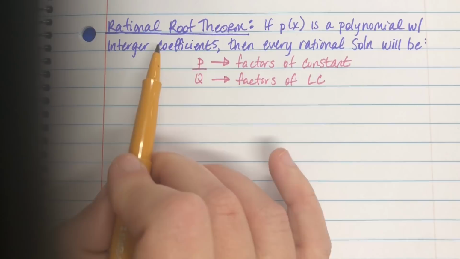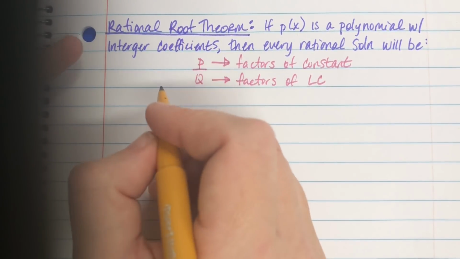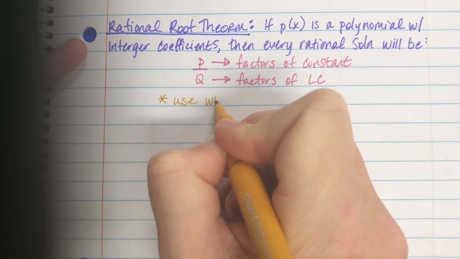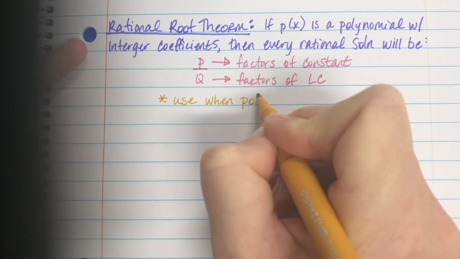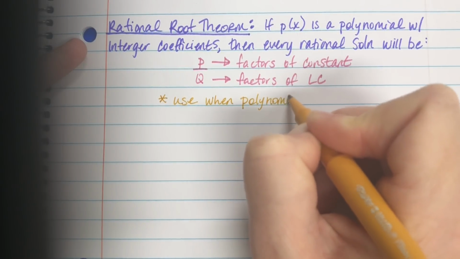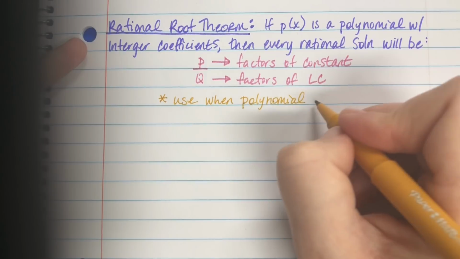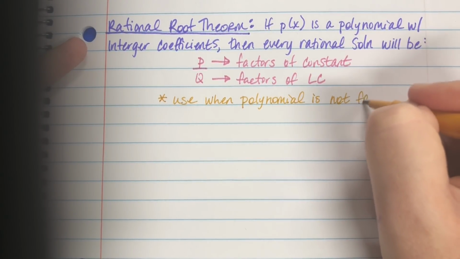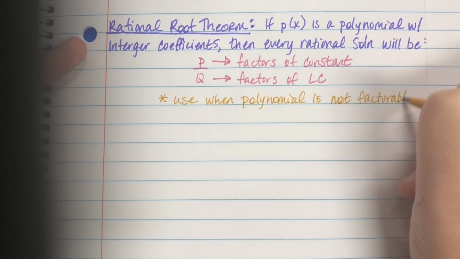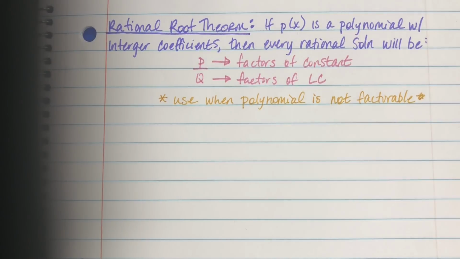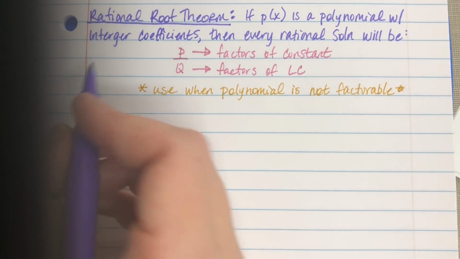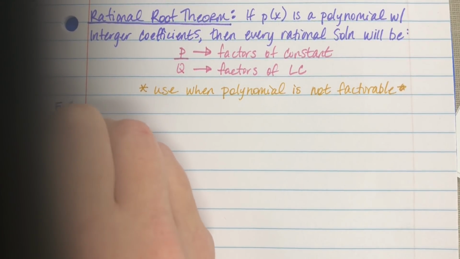Okay, again, we use the rational root theorem when the polynomial is not easily factored. Use when the polynomial is not easily factored, or you could say is not factorable. Important things here. Okay, here's an example of what I'm talking about. This will be example 6.